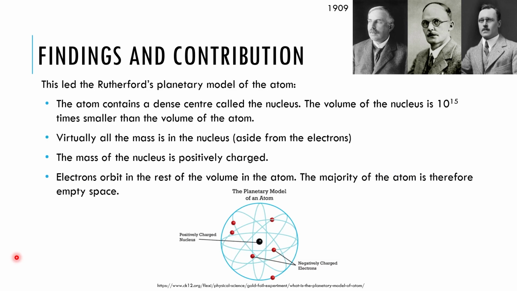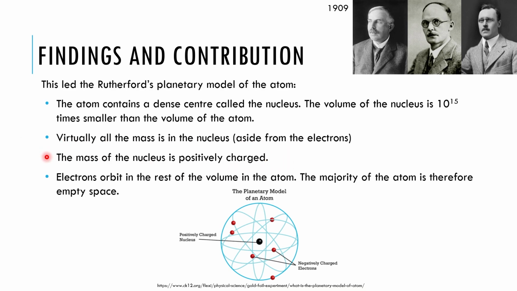This model was known as the planetary model of the atom and included the following key features. The atom contained a dense center called the nucleus, and the volume of the nucleus was about 10 to the 15 times smaller than the volume of the atom. Think a marble inside a stadium kind of scale. And even though the nucleus was so small compared to the atom, pretty much all of the mass existed in there, apart from the electrons, meaning that the rest of the space was completely empty.